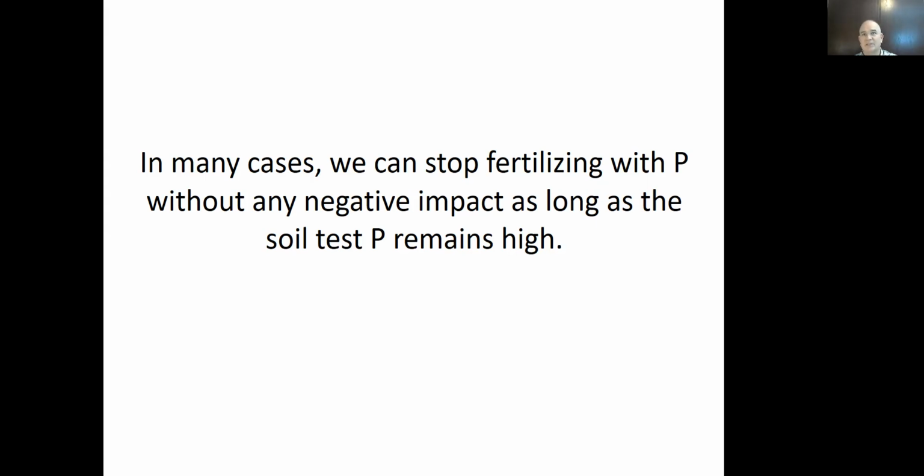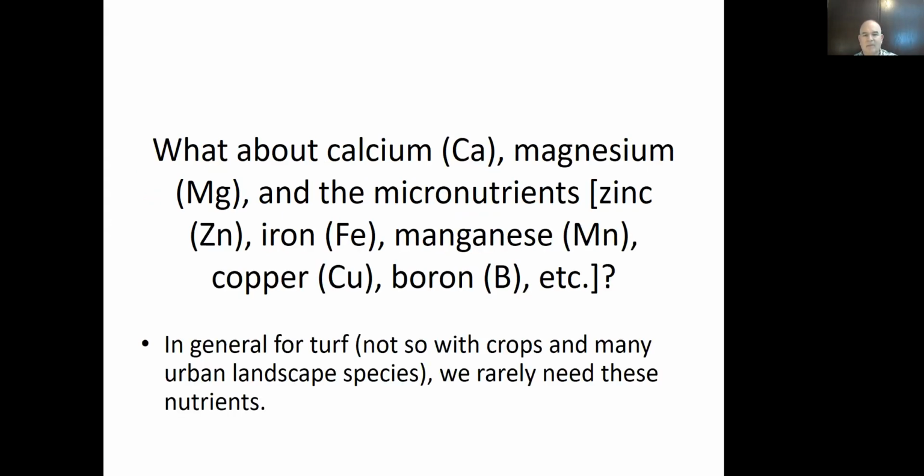That's how much phosphorus has been built up in these soils. So if I don't need it, I don't need it. Stop putting it on. All right, let's shift gears and talk about calcium, magnesium, and the micronutrients.